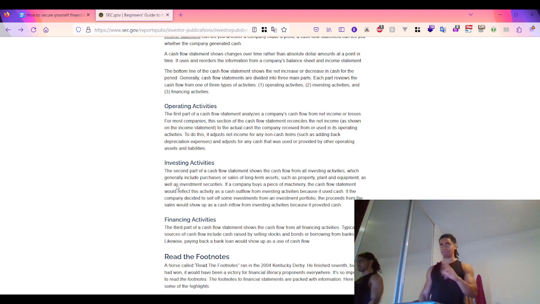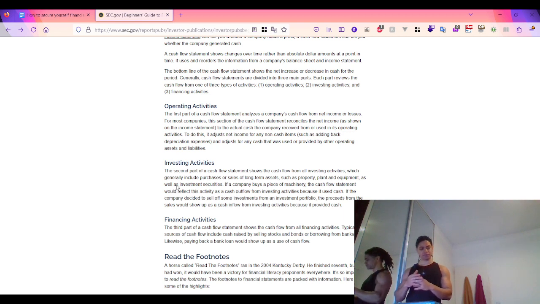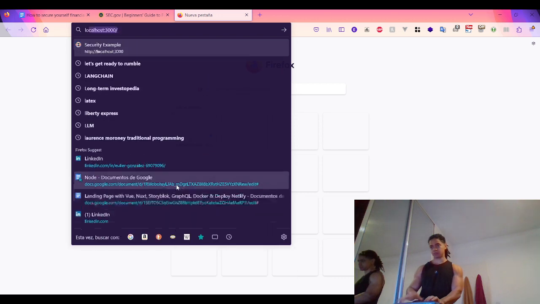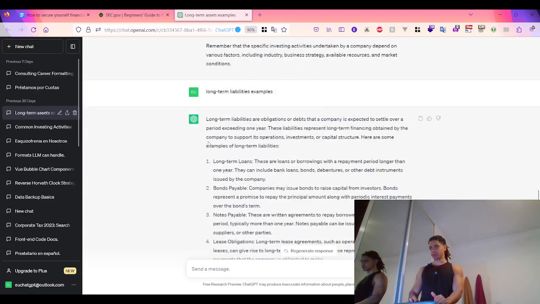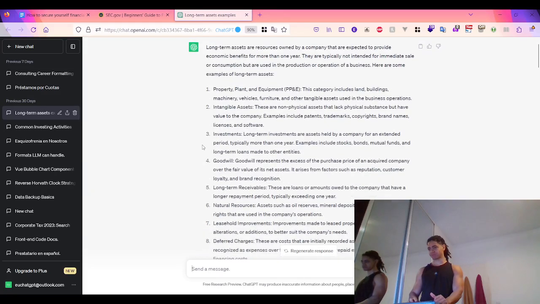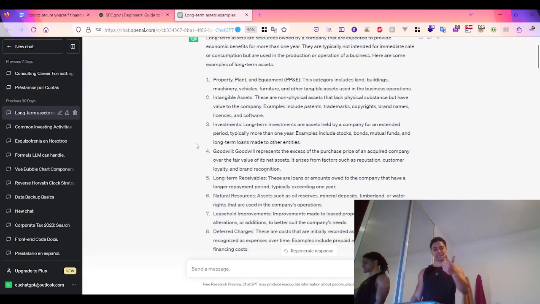as well as leasehold improvements, which are extensions of your own rent or your own property, for example. So this is just an example of long-term assets: property, plant, and equipment, intangible assets, investments, goodwill, and leasehold improvements made to a leased property, such as renovations, alterations, or additions to better suit the company's needs.